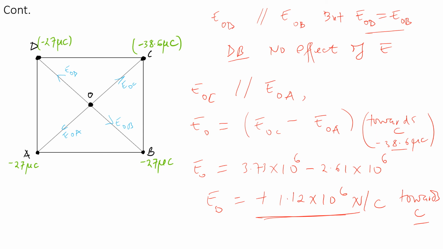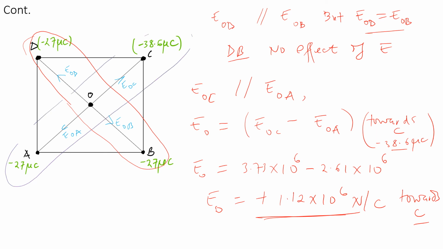Again, in summary, because we have seen that the net electric field at O in the line DB, in this direction here, in that plane, is equal but opposite, so it cancels out. We remain with the net electric field in this direction, and therefore when you subtract them coming in the opposite direction, you remain with 1.12 times 10 power 6 as the answer.